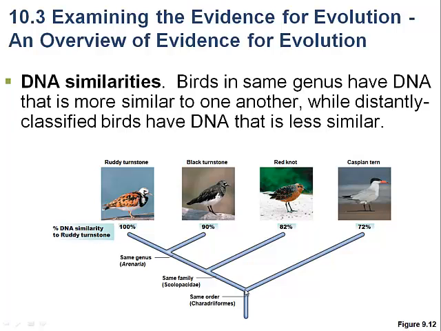The split here occurs first, and so we would expect the ruddy turnstone and the Caspian tern to be much more different than the ruddy turnstone and the red knot, or the ruddy turnstone and the black turnstone. Simply because once this split occurs, then little mutations pop up in the DNA, and the longer these two organisms are apart, the more mutations pop up as a result of the passage of time. And so DNA evidence is another piece of evidence that seems to indicate that evolution is the result of the biodiversity that we see today.